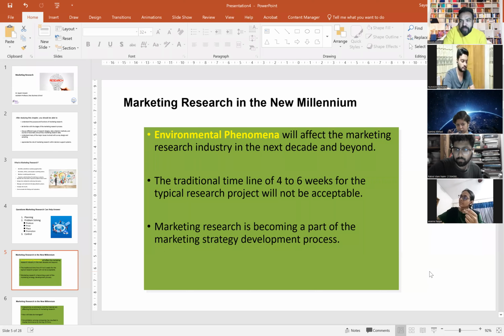So one of the things we need to keep in mind is that the world we live in is an ever-changing and dynamic world. Today's environmental phenomena will affect the marketing research industry in the next decade and beyond. So the environment these days is fiercely competitive, right? It's very dynamic. It's very, very volatile and changing.